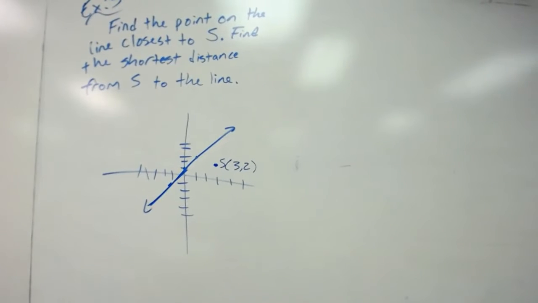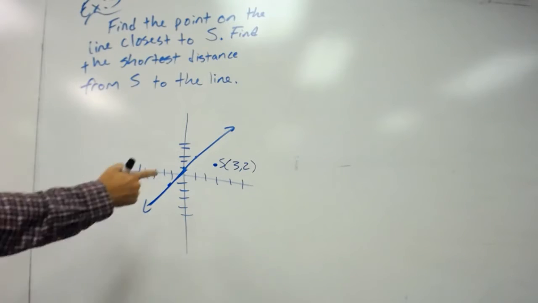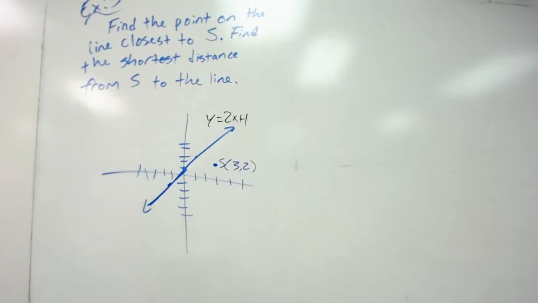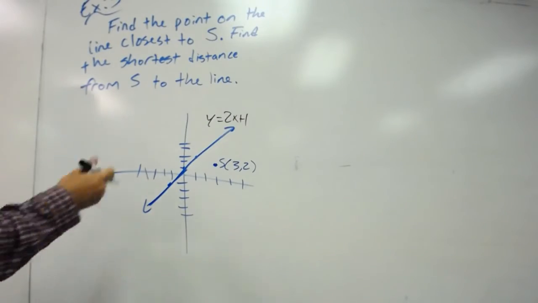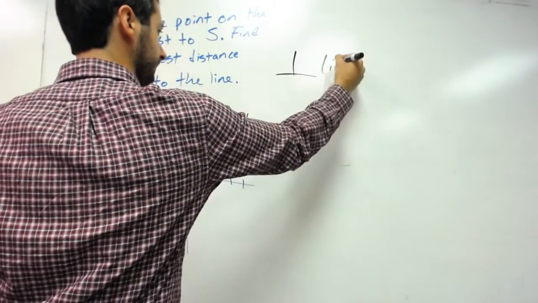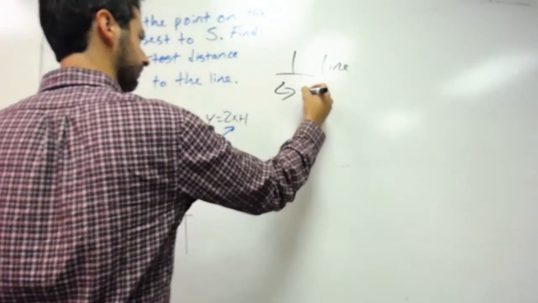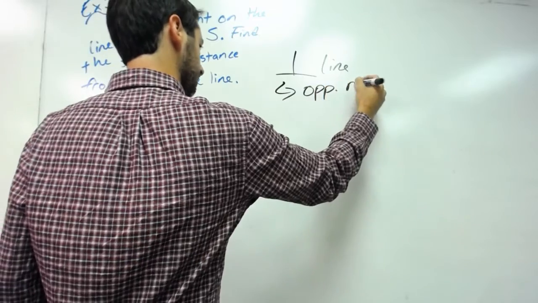Example 3 says find the point on the line that is closest to point S, and then it wants us to actually find the distance from S to the line. So we have point S, and this line is y equals 2x plus 1. It gave us that in the example, I just didn't write it down. But what we're going to do here, remember we need a perpendicular line. Well, in order to find a perpendicular line, what we have to do is take the opposite reciprocal.